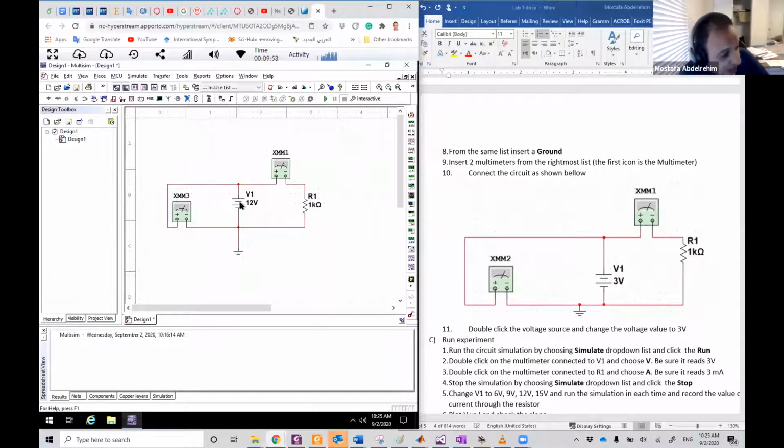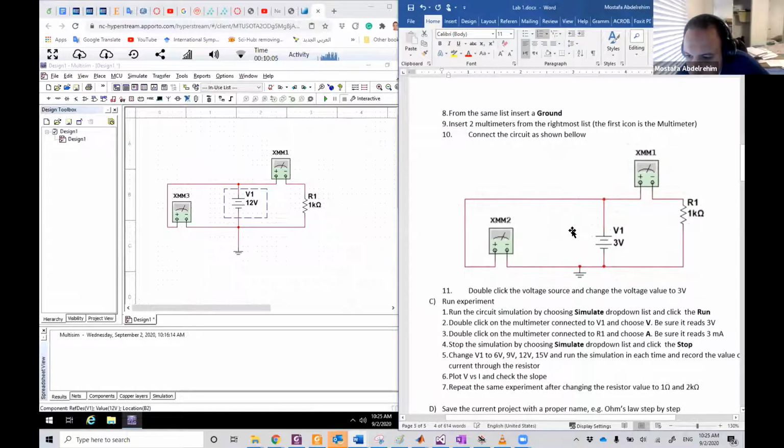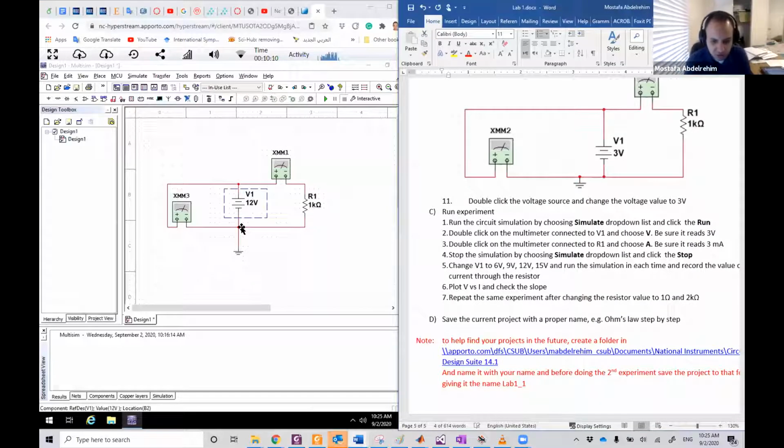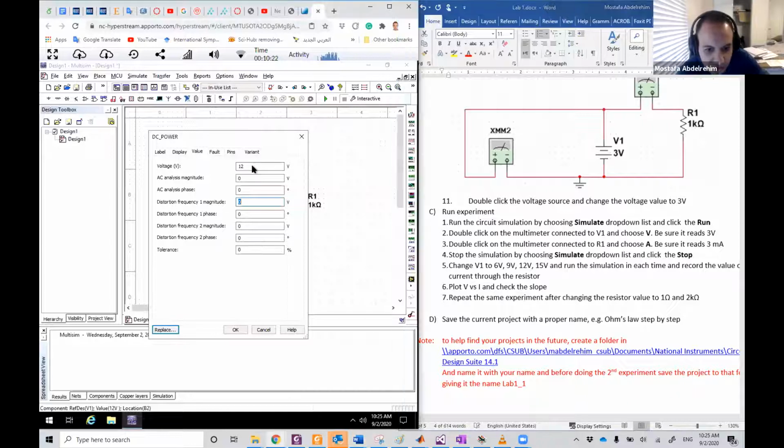To change the value of any component, just right-click, left or right. It should be written here. Yes, double click. Of course, it's very slow because of the licenses, and I'm very sorry, this is not my fault. But anyway, it pops up now.